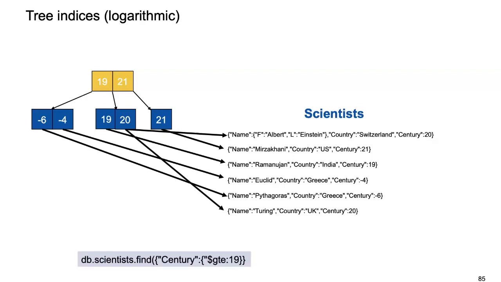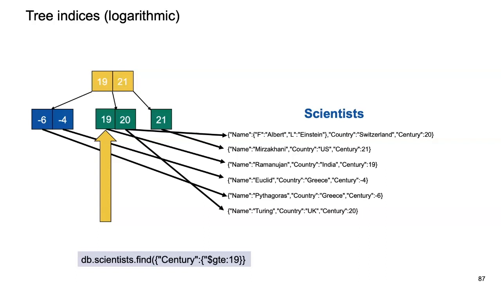And now comes your query. Now it's a range query. You see the $GTE. What's the complexity of the lookup? O of log n, exactly. I just go down the tree like this in logarithmic time, I find the node.